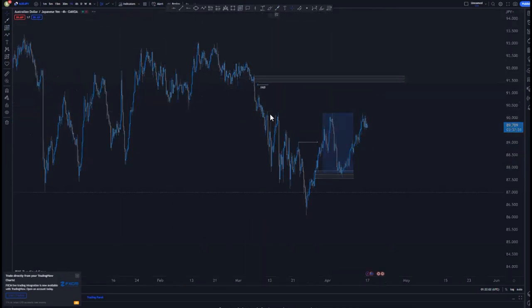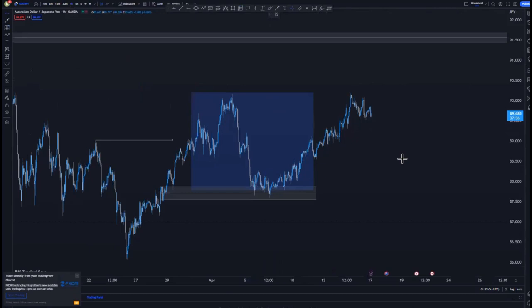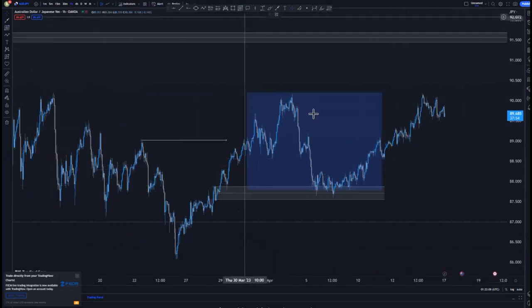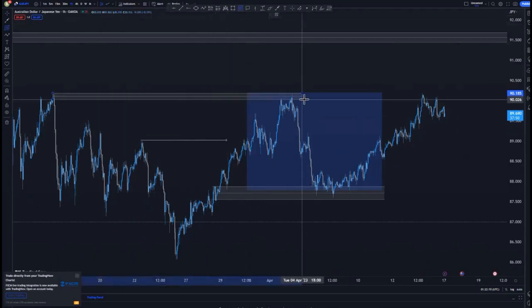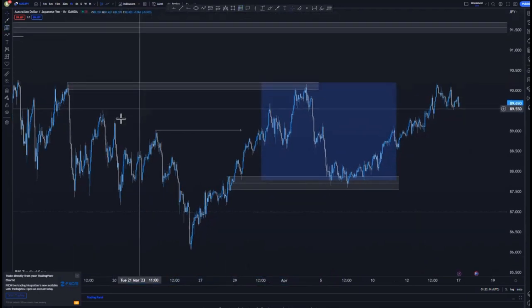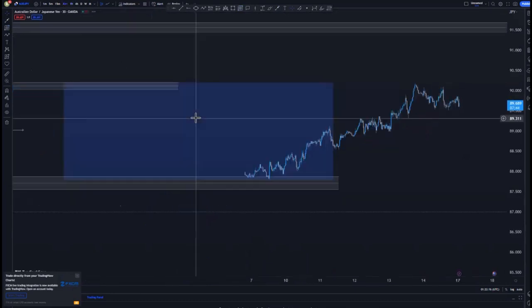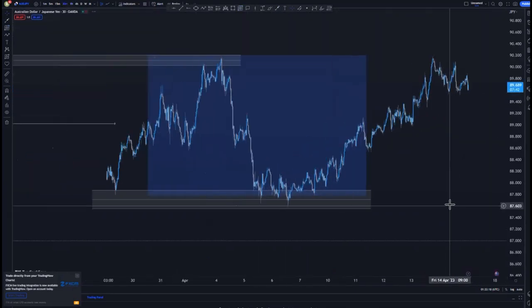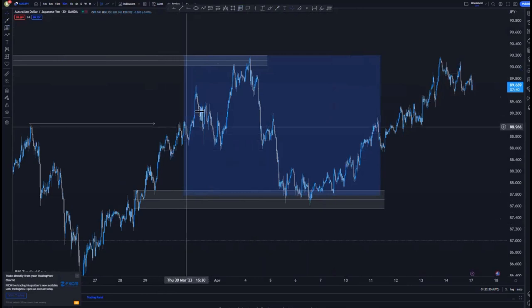Okay, so looking at the hour time frame, as you can see from this area here, we had a reaction from this supply area. And then looking at the 30 minute time frame, as you can see, this is the substructure that I was talking about. Then you can trade the substructure up until you reach to the upside.